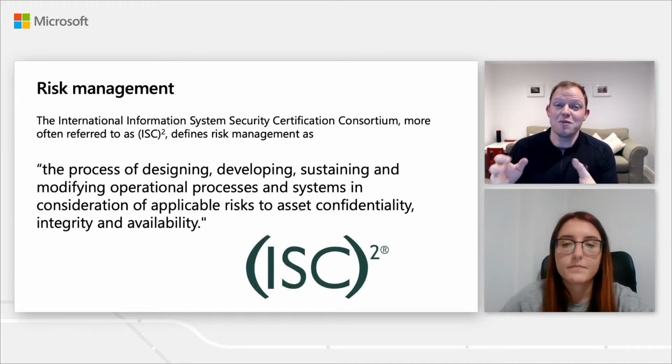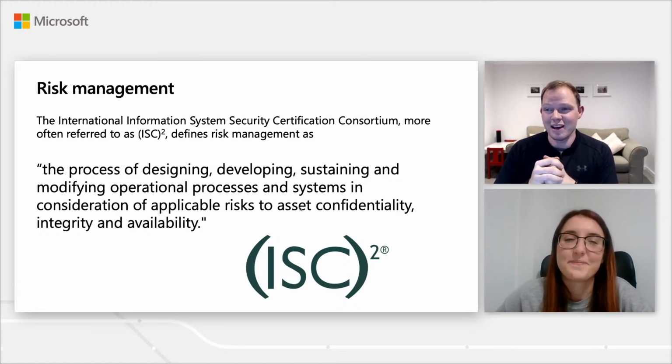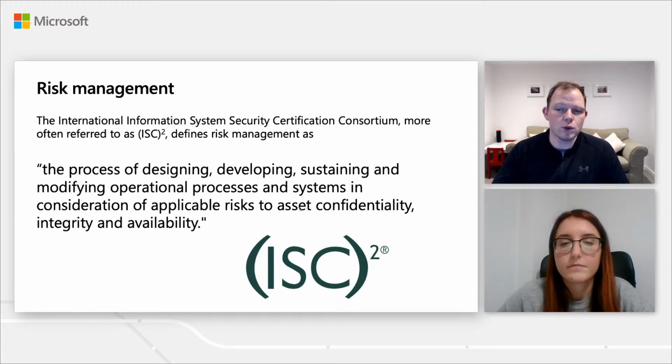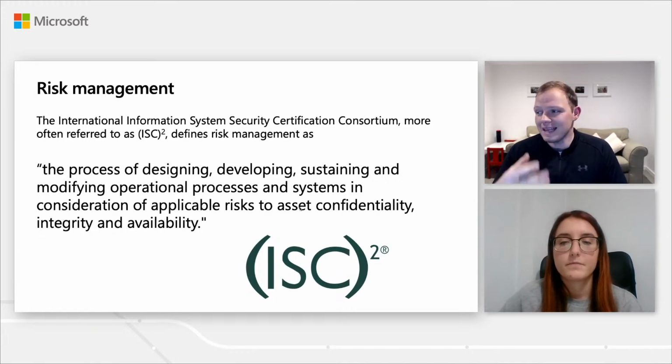And the International Information System Security Certification Consortium, which is a tongue twister that I love to try and say every now and then, we can easily refer to as ISC squared. They define risk management as what you see there on the screen. It's the process of designing, developing, sustaining, and modifying operational processes and systems in consideration of applicable risks to asset confidentiality, integrity, and availability. What this basically means is that it's all about risk and managing the risk, having a process that helps us know what the risk is to our environment if something should happen, and just as importantly, knowing how we can react to that event should it happen.